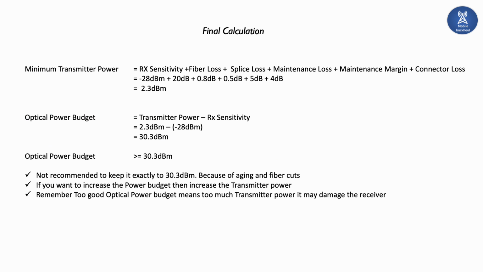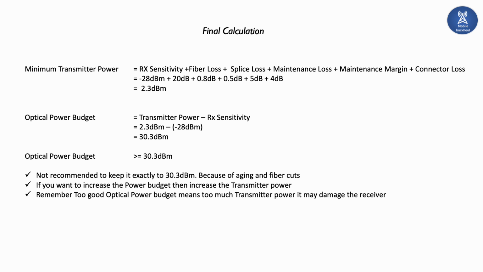So now we are going to calculate the minimum transmitter power required. Whatever parameters we have studied, we are just summing up all those things. So receiver sensitivity, fiber loss, splice loss, maintenance loss, all these things we have seen, but we didn't see the maintenance margin. So the planner said it is always a good practice to give a certain amount of maintenance margin, say for example 5 dBm in our case.